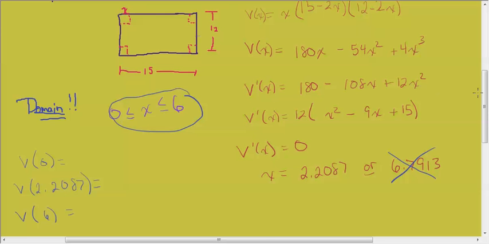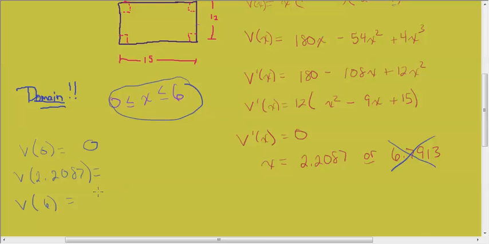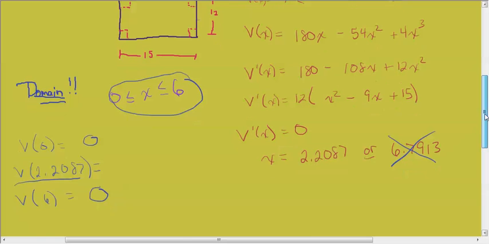Okay, so when I come back up here, v of 0, well, that one's pretty easy. That one's 0. Okay, and then I put the 6 in here. 12 minus 6, that's 0. It doesn't matter what these are. 0 times anything else is 0. So my maximum volume is going to occur when x is 2.2087.